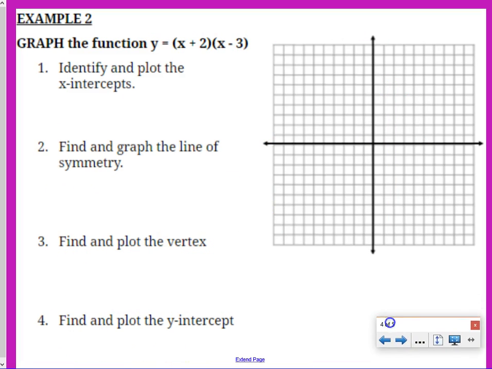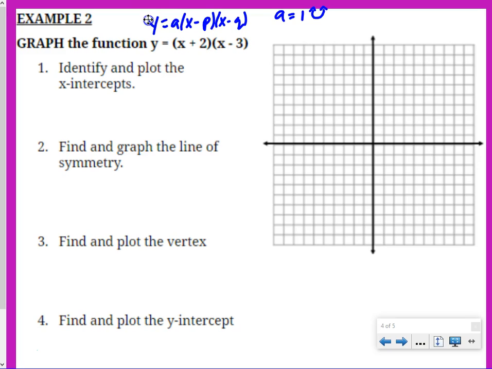One last example for you guys. Graph the function y equals the sum of x and 2 times the difference of x and 3. So y equals a times x minus p times x minus q. There is no a, which means a is 1, which is positive, so our graph is going to open up. X plus 2 is not written as subtraction, so we have to write that as x minus negative 2, and then x minus 3 is okay. P is negative 2, and q is positive 3.